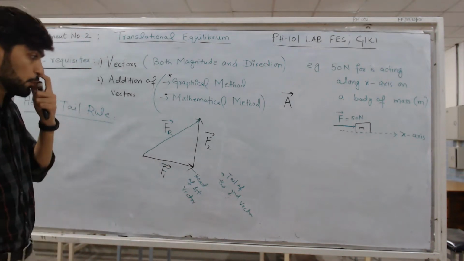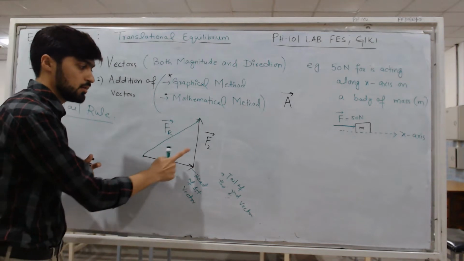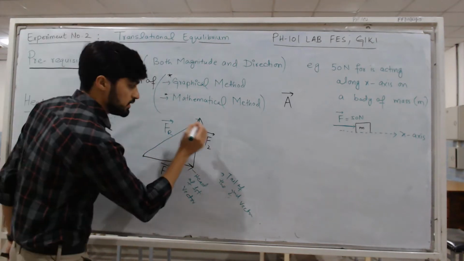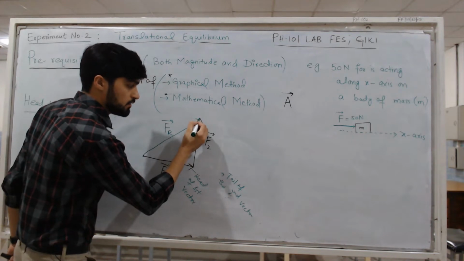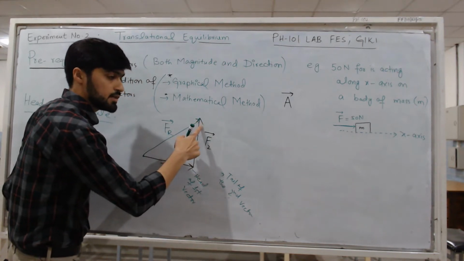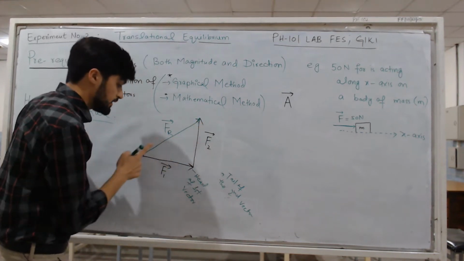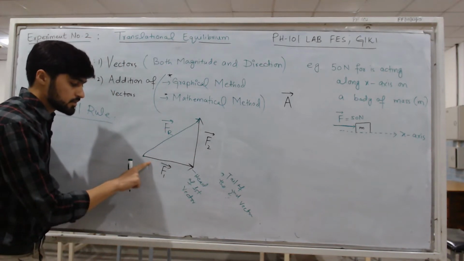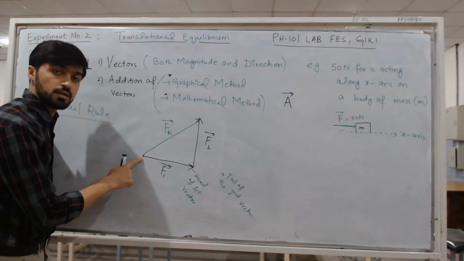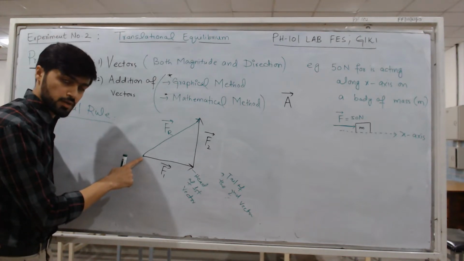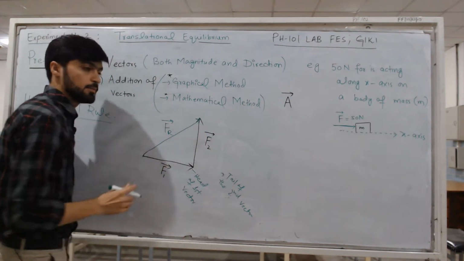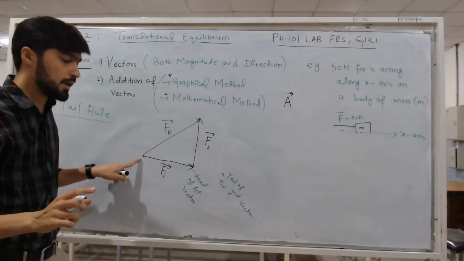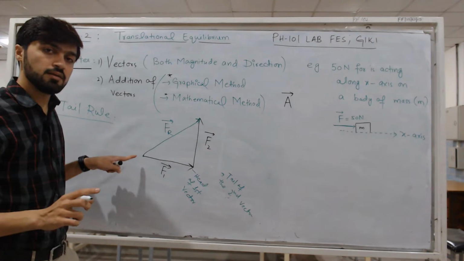And how to know whether this one is the resultant vector, or this one is the resultant vector, or this one is the resultant vector? So if we see, the head of the resultant vector coincides with the head of the second vector, and the tail of the resultant vector is coinciding with the tail of the first vector. So this is actually the property of a resultant vector: head and tail. So this is representing the resultant vector.